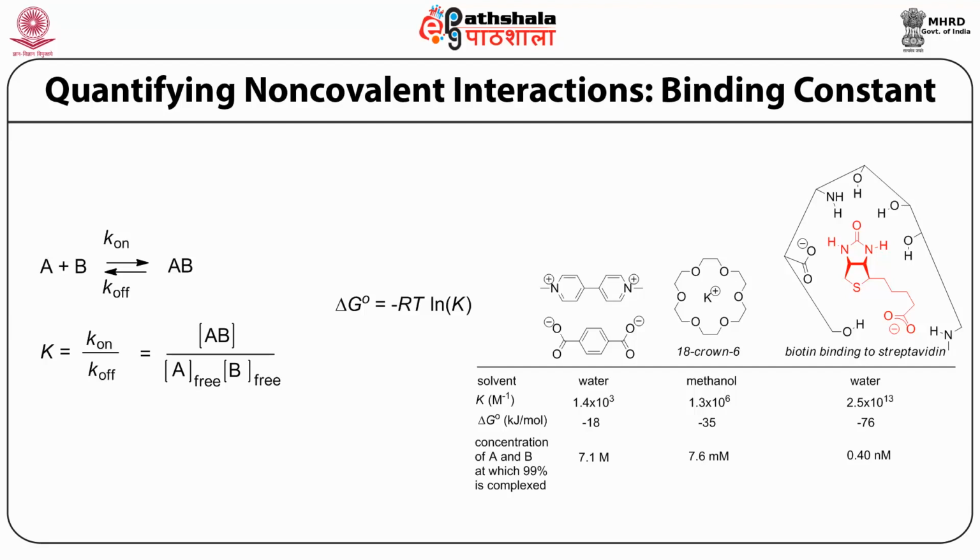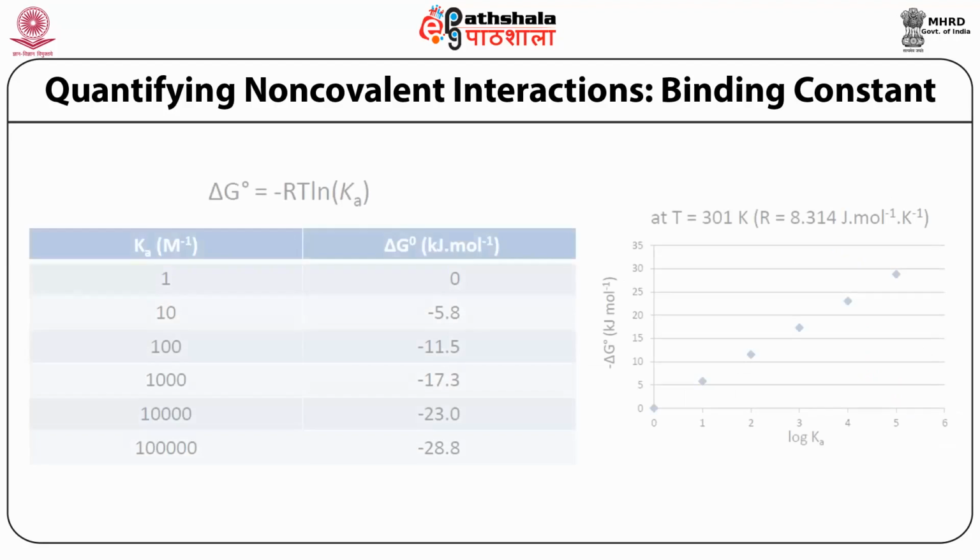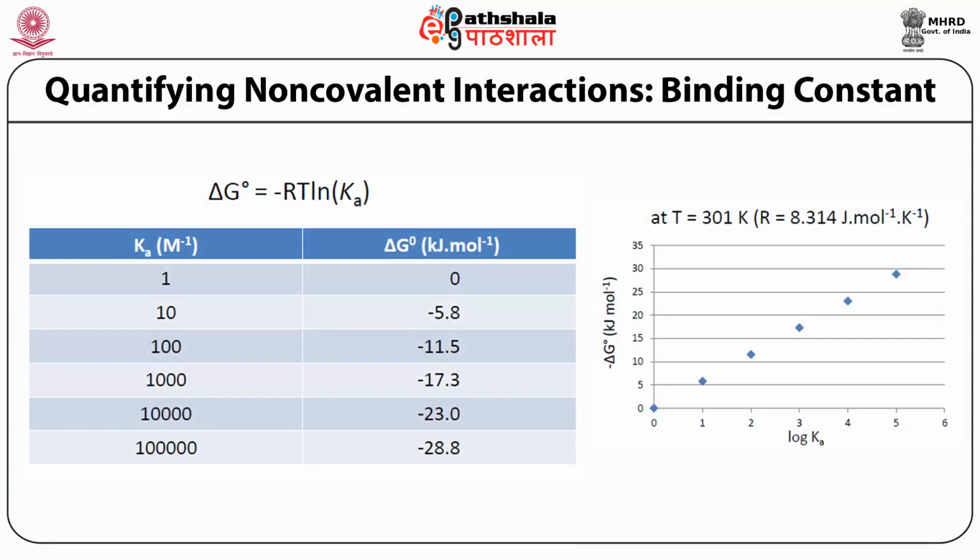That means for the complexation to happen 100%, you need a much lower concentration in the case of the biotin-streptavidin complex, because this is very stable, or you can say the binding constant is very high. So it can happen even at nanomolar concentration. However, in the other cases, like where diaminopyridinium is binding with diacid or dicarboxylate, that involves a concentration which is molar in nature.